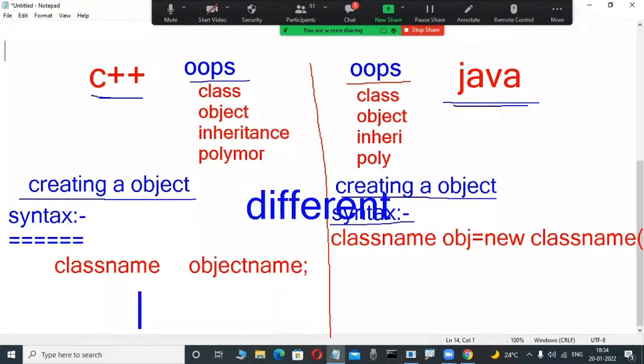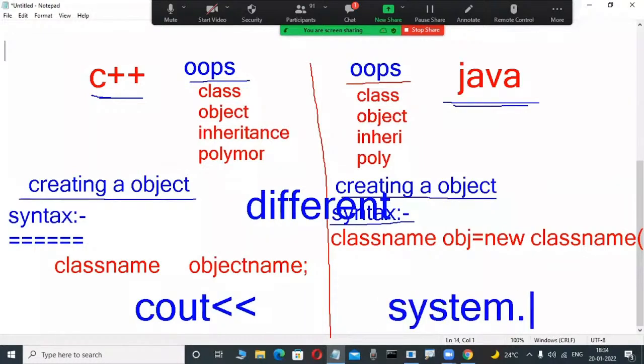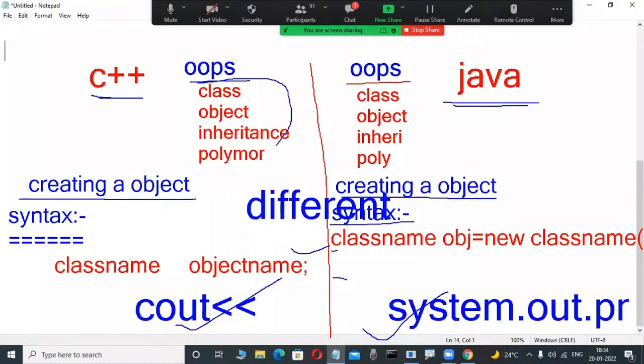Suppose in C++ I want to display output, cout is a function for streaming output. And in Java, what is the function? System.out.println. That's why they are syntactically different. Functions are also totally different in these two object-oriented languages. But conceptually, the OOPs concepts are the same.